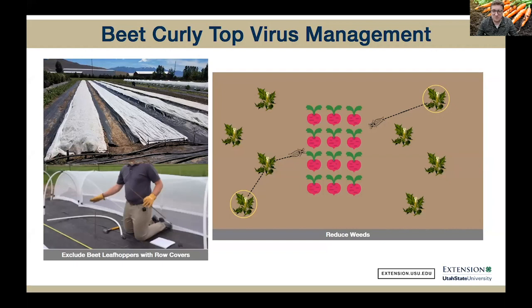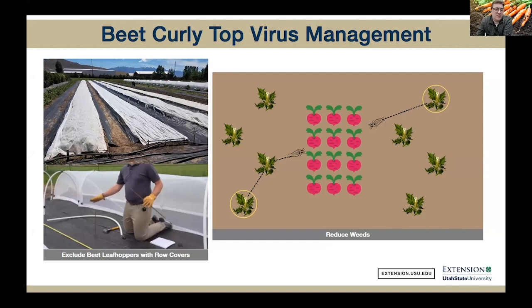And then another option is to use dense planting. I know I was talking earlier about spacing them out, but the leafhoppers have really specific vision. If you have really dense planting, it'll be hard for them to single out a specific plant.